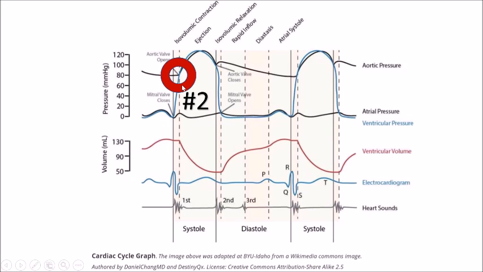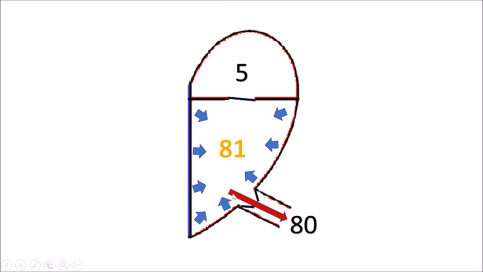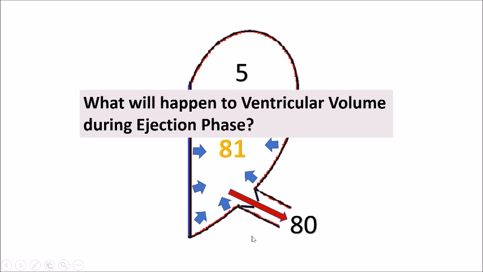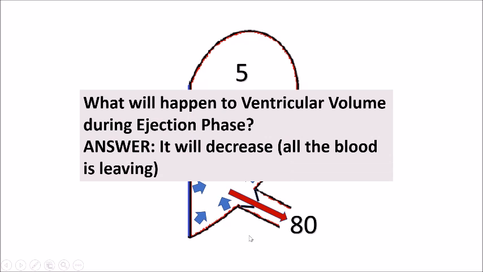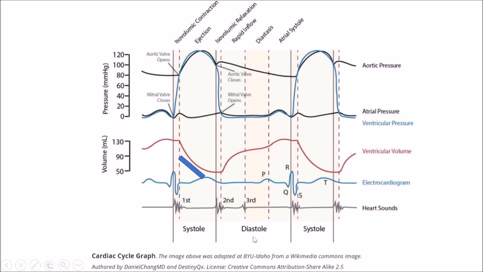So what would you expect the ventricular volume to do during this ejection phase? We're pushing our blood out into the aorta. Well, it's going to be pretty straightforward because it's going to decrease. All the blood's leaving. And take a look. Sure enough, we see that decrease in the ventricular volume line. So as long as the ventricle is in systole, as long as it's squeezing, these pressures are going to be fighting back and forth, but the valve's going to stay open.